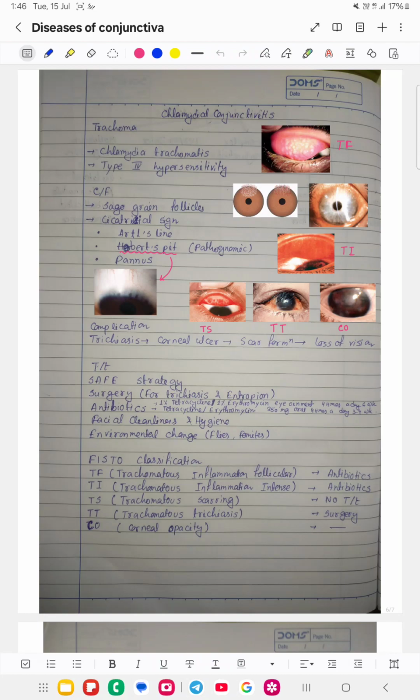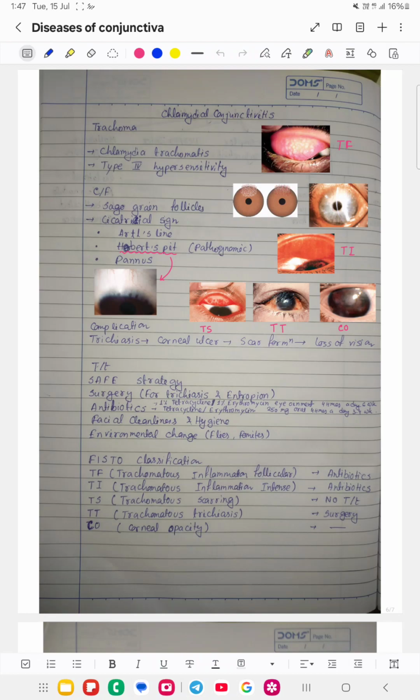Now, F for facial cleanliness and hygiene. Cleanliness is frequent face washing. What is hygiene? We won't use a towel of another person. We won't share a handkerchief with others, like that. And E, what are the environmental changes? These are control of flies or fomites, which ultimately lead to transmission of trachoma, that is Chlamydia trachomatis.